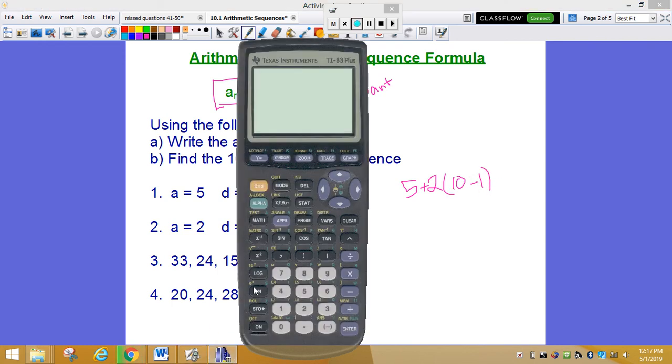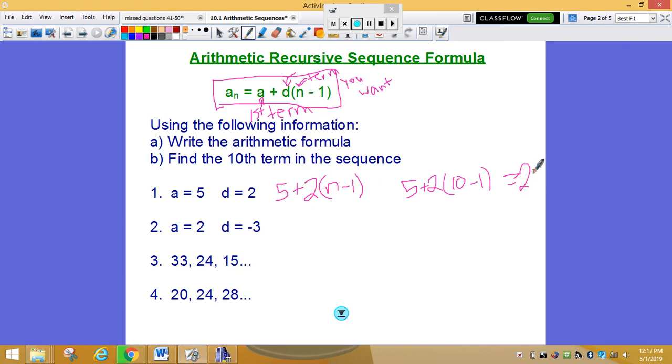So let's grab our calculators. And we're going to do 5 plus 2, and in parentheses, I'm going to do 10 minus 1. So the 10th term would be 23. Okay, let's do another one. My first term is 2. I'm changing by -3. And this is N minus 1.